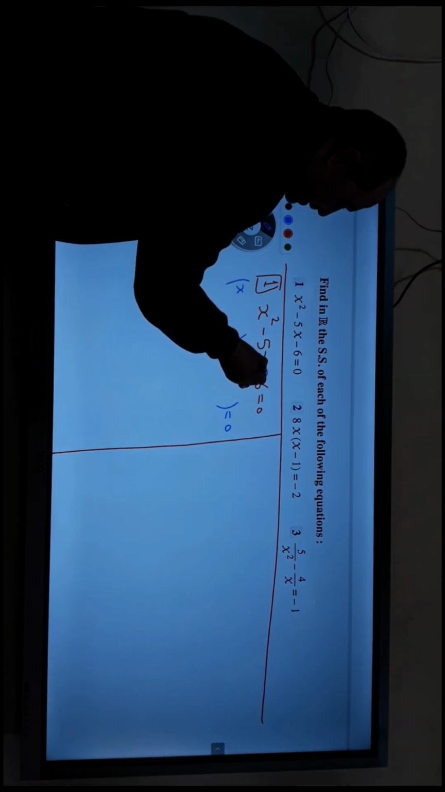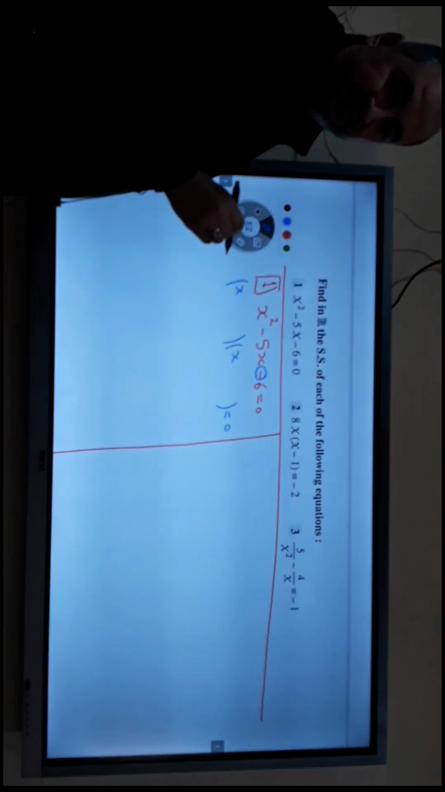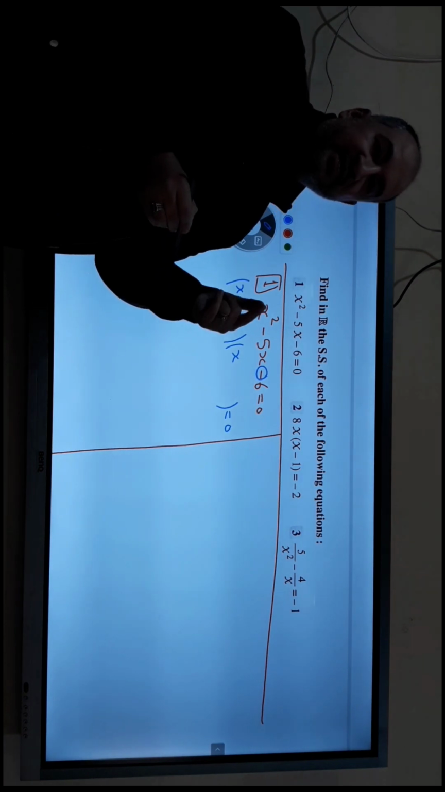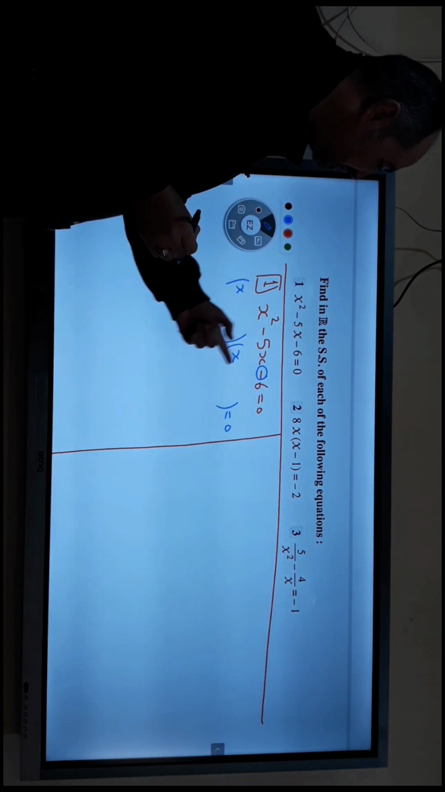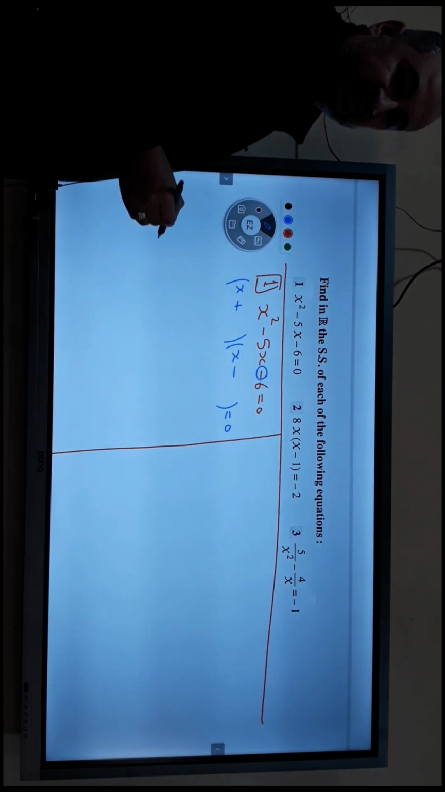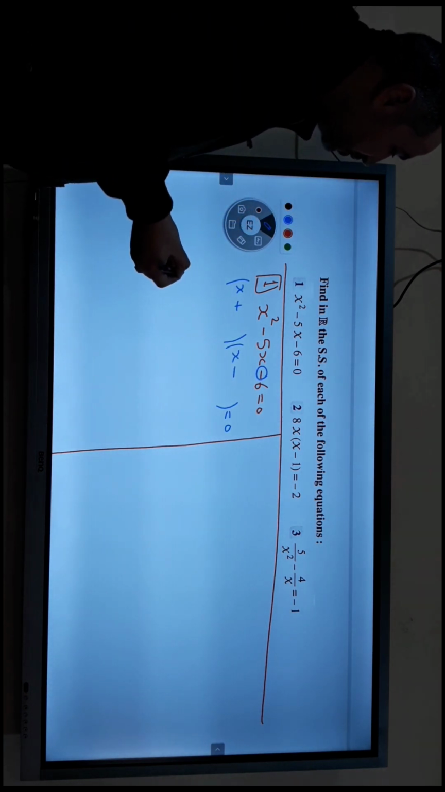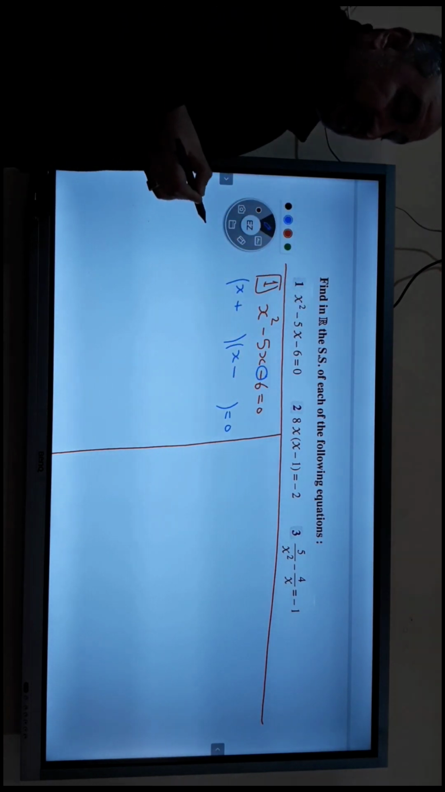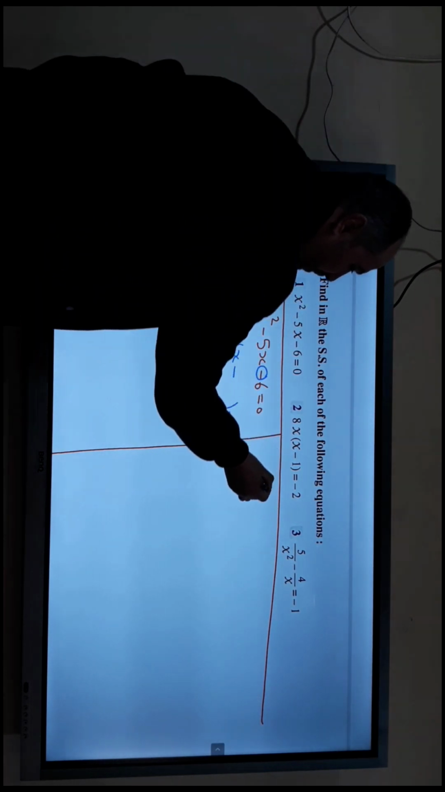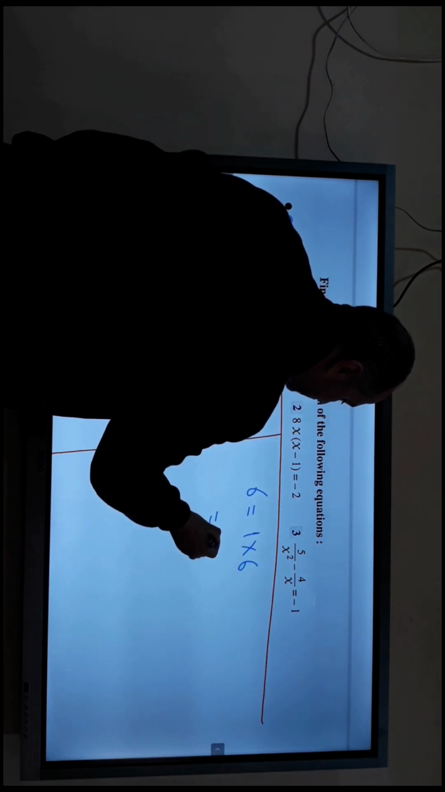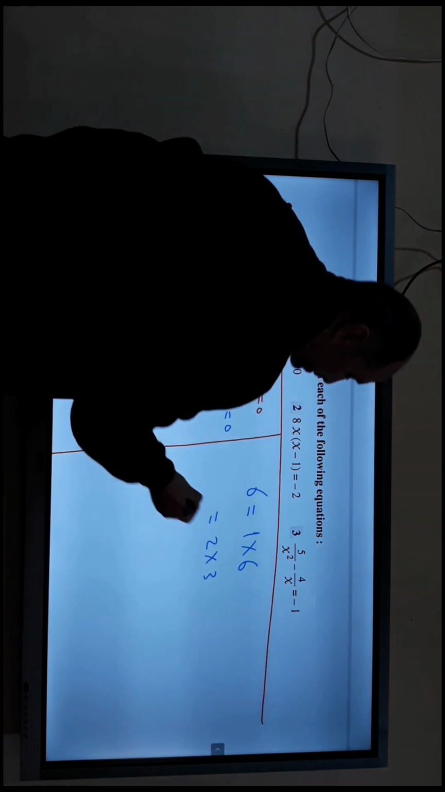Now, this sign is negative. It means two numbers with different signs and a difference. Different signs means one positive sign and one negative sign. Now, 6 equals what multiplied by what? 6 equals 1 times 6 or 2 times 3.